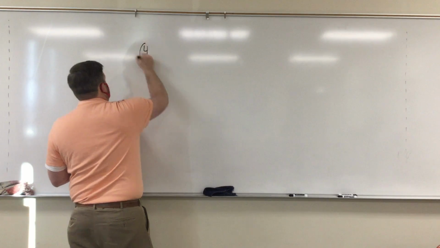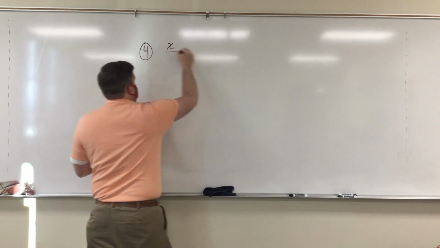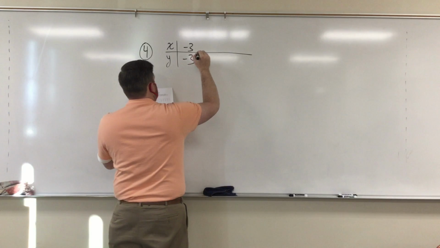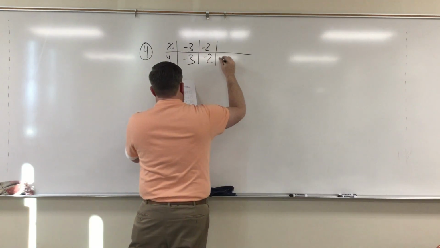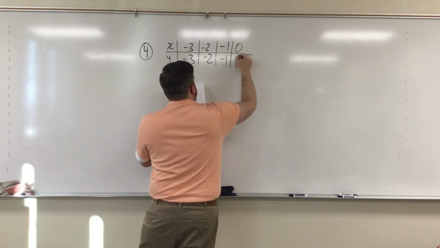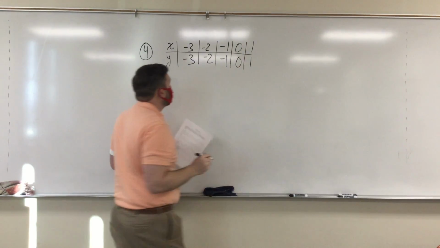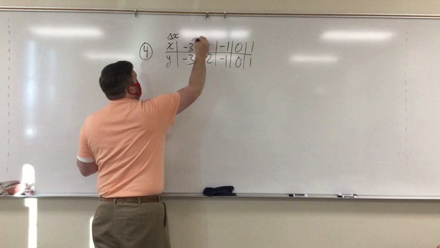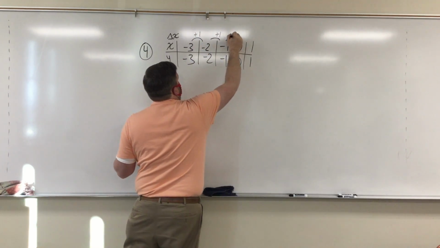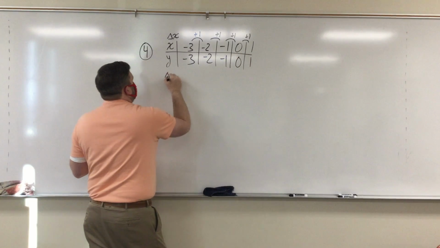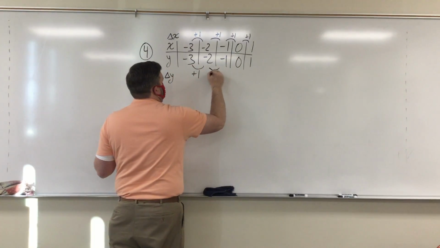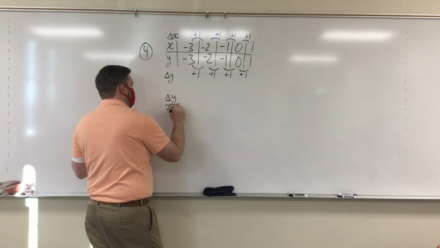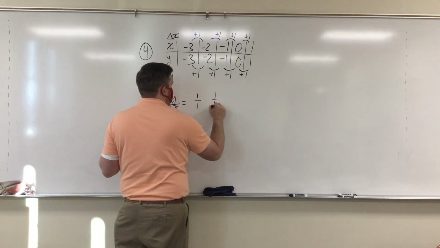All right, number 4. -3, -3. -2, -2. -1, -1. 0, 0. And 1, 1. So we literally have the same numbers on top and on bottom. We'll see if that makes something linear. This is +1, +1, +1, +1. These are also all +1 since they're literally the same numbers. So changing y over changing x every time is 1/1.